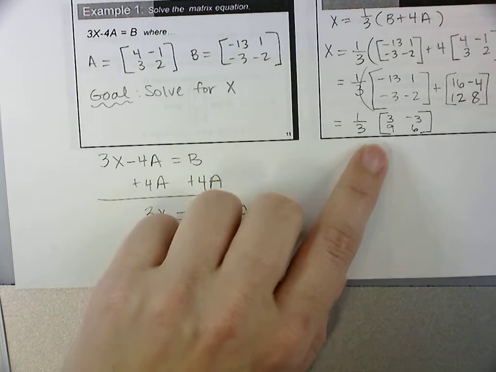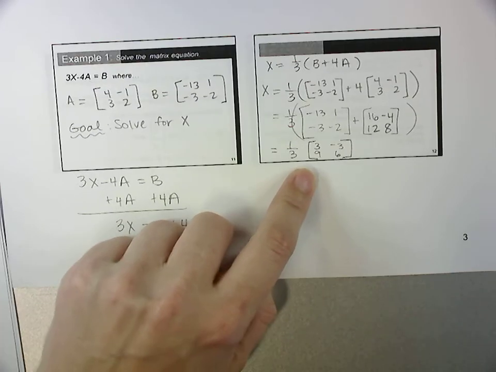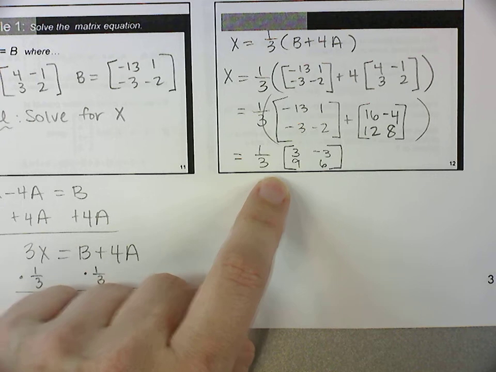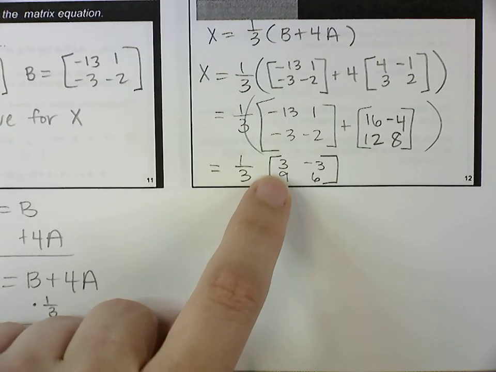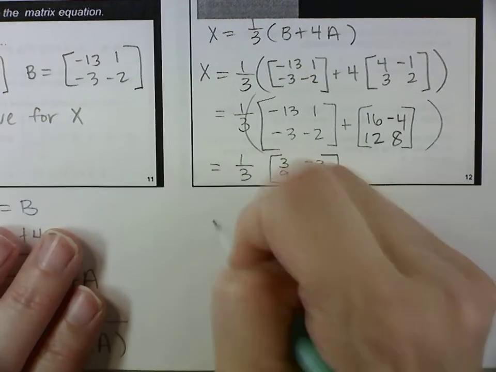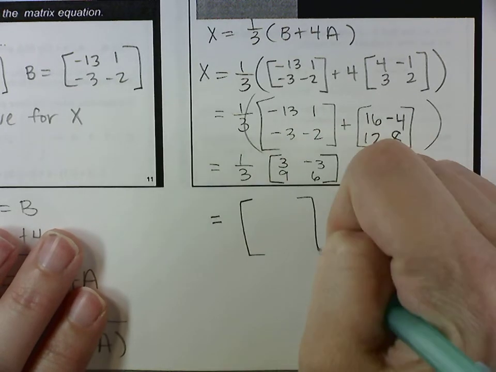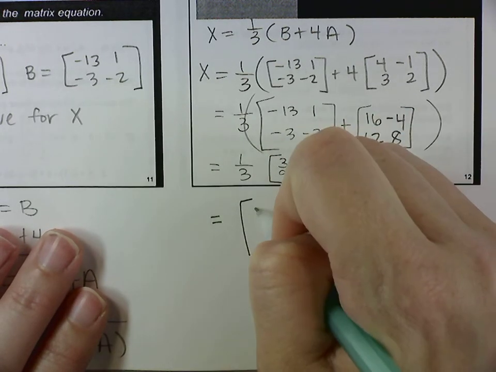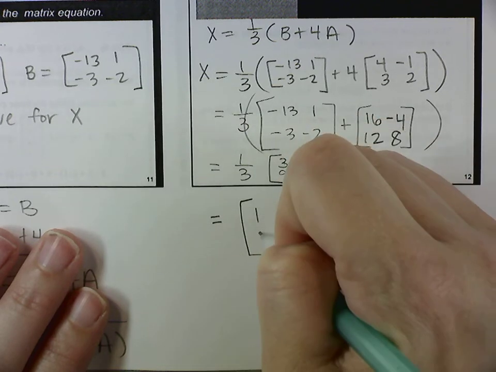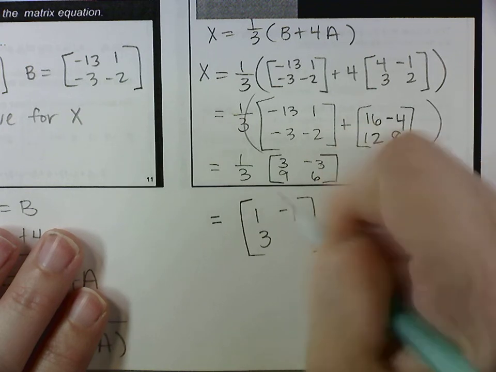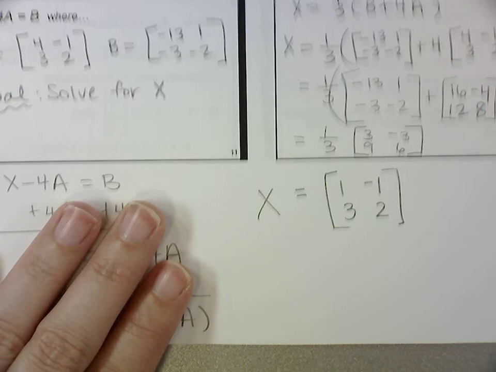And then your last step is just going to be to distribute the 1/3. And for this one, it's going to be pretty nice because they are all divisible by 3. So it's really just like we're dividing by 3. It's okay if you get a fraction. Okay, you are going to have fractions. So 3 divided by 3 is 1. 9 divided by 3? 3. -3 divided by 3? -1. 6 divided by 3? 2. Okay, so then this is our matrix for X.